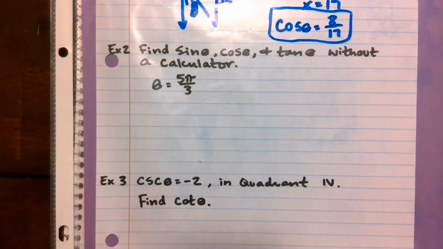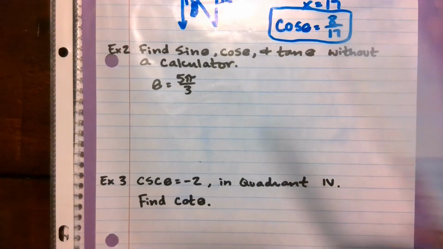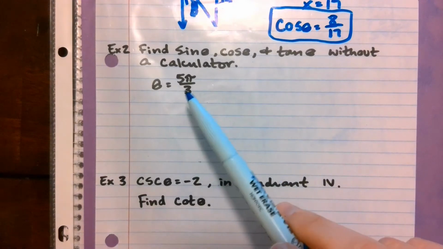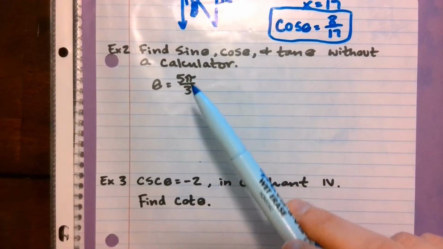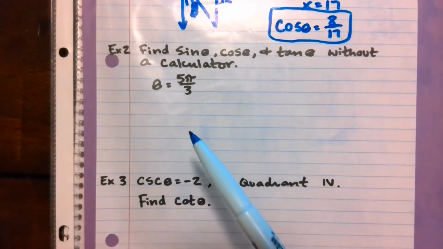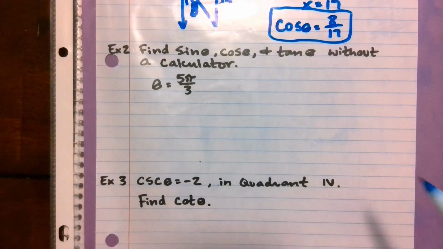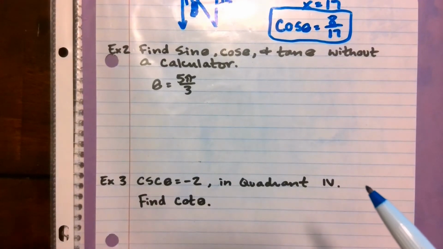So for example 2, we don't have any conditions here. They just tell us what theta is. So we're finding sine, cosine, and tangent. They don't want us to use a calculator, and I'm going to say anything from here on out that is something that you could get from the unit circle, try not to use a calculator for it. Try not to use your unit circle either.